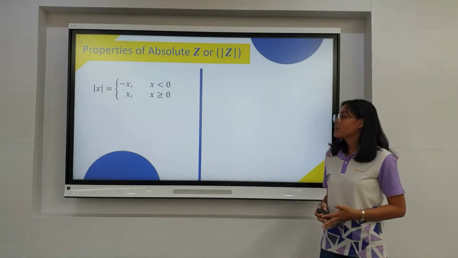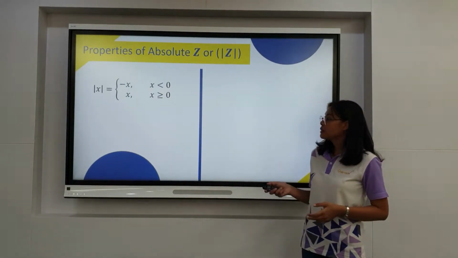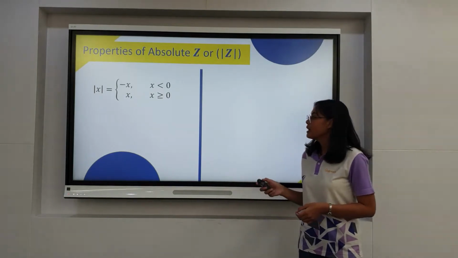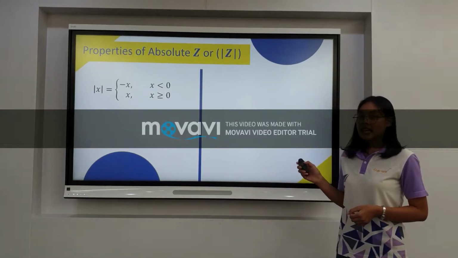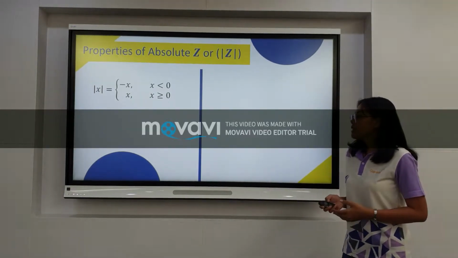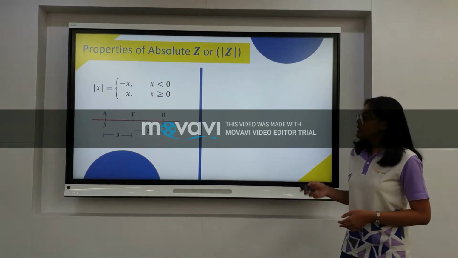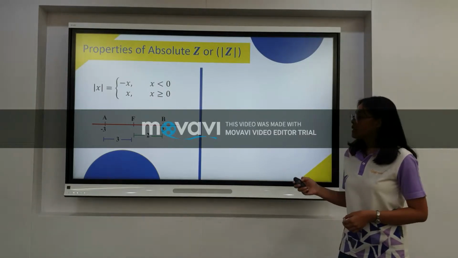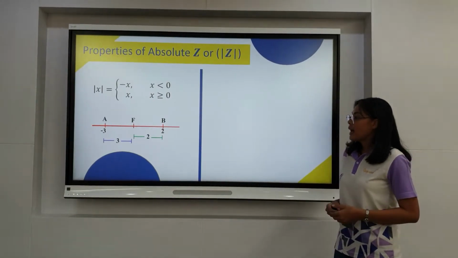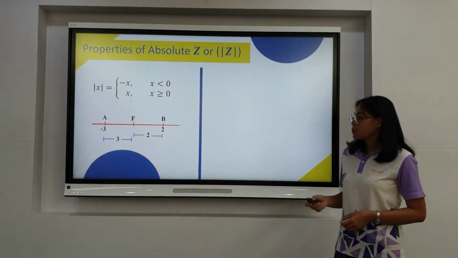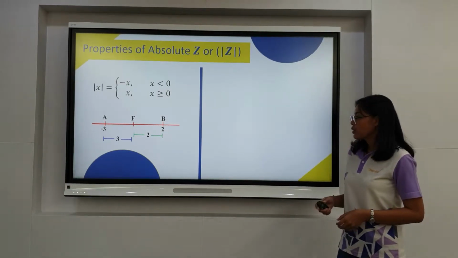In real numbers, the absolute value of x equals negative x when x is less than 0, and x when x is more than or equal to 0. This is a real number line. We let points O, A, and B. A is negative 3 and B is 2.